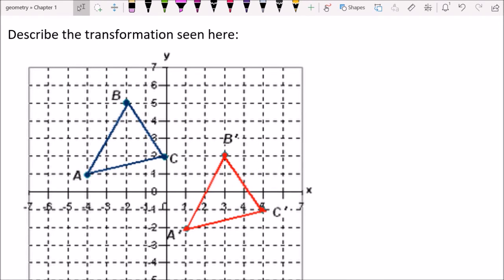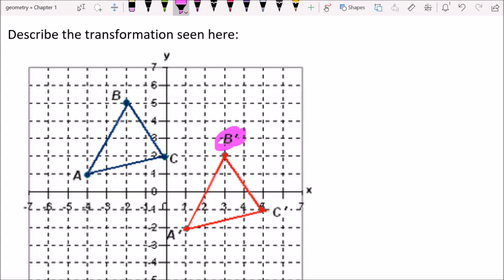So to describe this transformation, what we're going to do is we're going to say, is it a translation, rotation, or reflection? And then we're going to say how much of that is happening. So take a minute, decide what you think it is. You'll also have to decide which shape came first, the blue or the red. In this case, the red shape came second. Okay, blue shape came first. How do I know that? See right there, it says B prime. That means it came later.